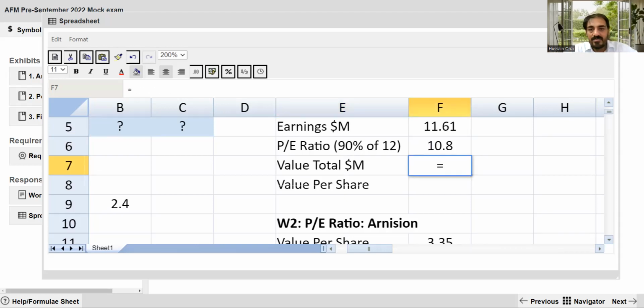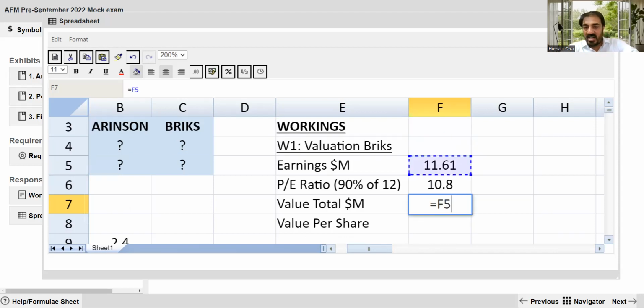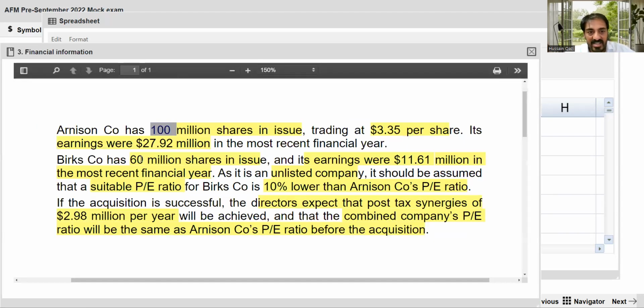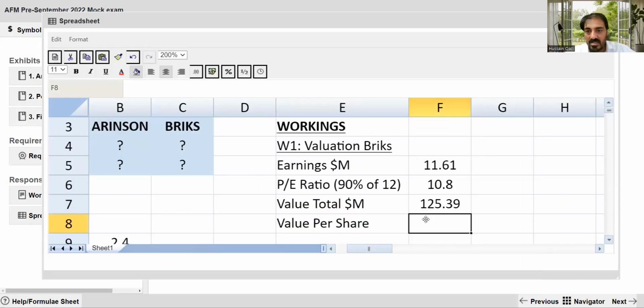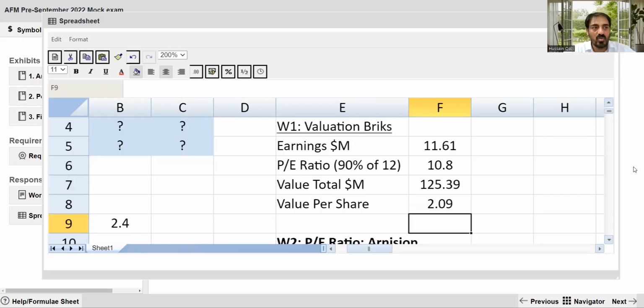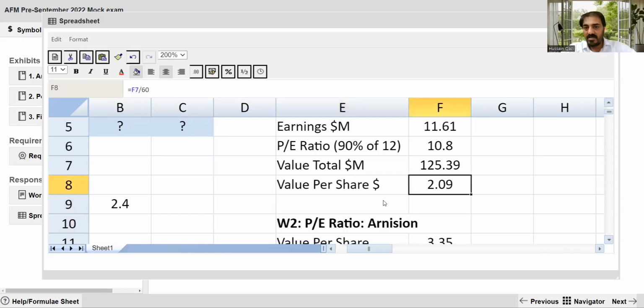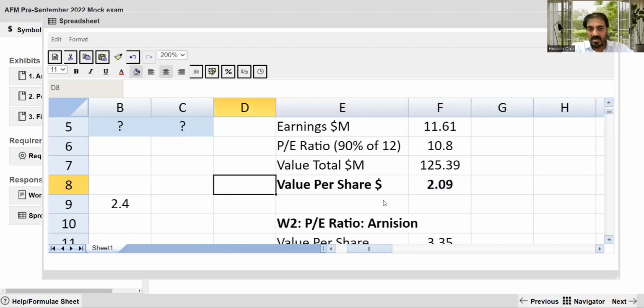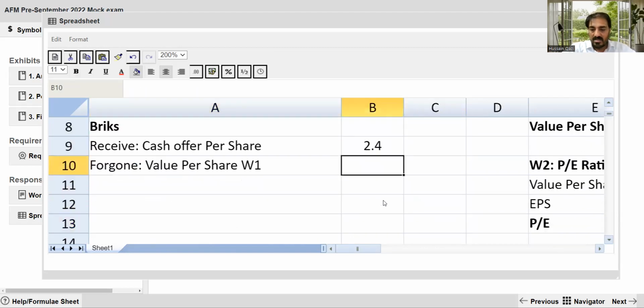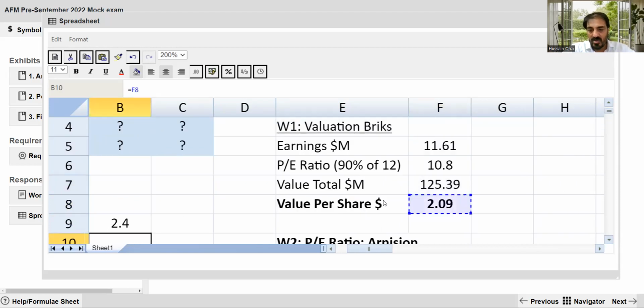So what is the total value? 11.61 earnings multiplied by 10.8. Sorry, it's the total value of Bricks. And how many shares does Bricks have? That's 60 million shares. So 125.39 divided by 60, that's 2.09 per share. Value per share, that is in dollars, 2.09. So that's what we required, the value per share. So here, foregone is equal to 2.09.